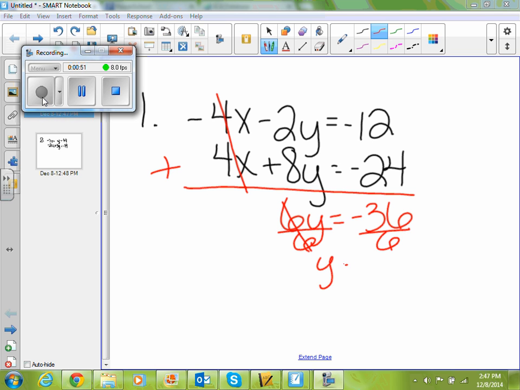So what does y equal? Negative 6, because negative divided by positive. Alright, do you want to plug that into your top equation or bottom equation to solve for x?